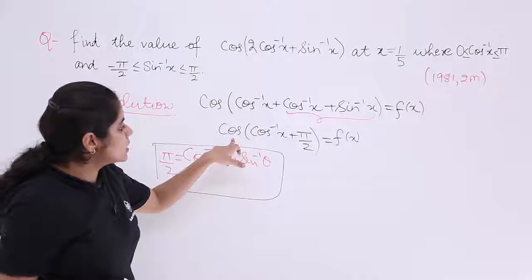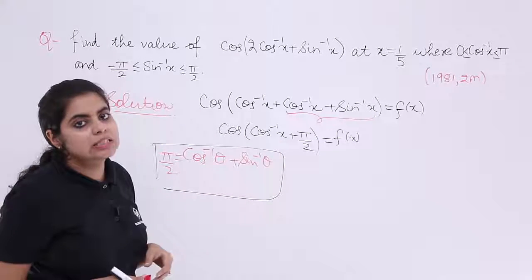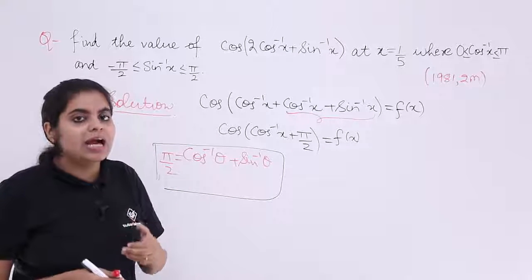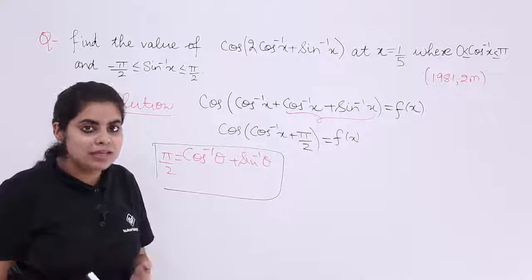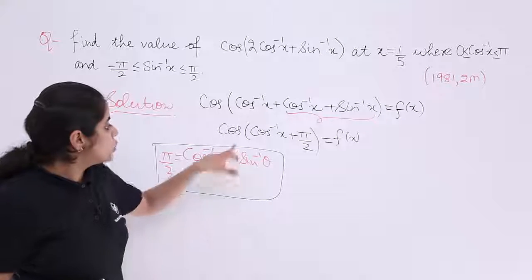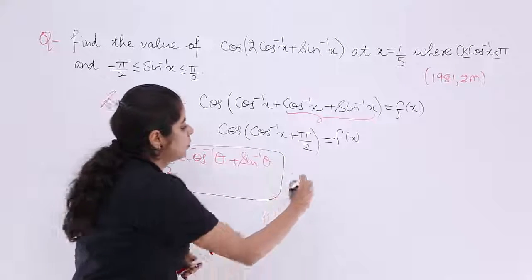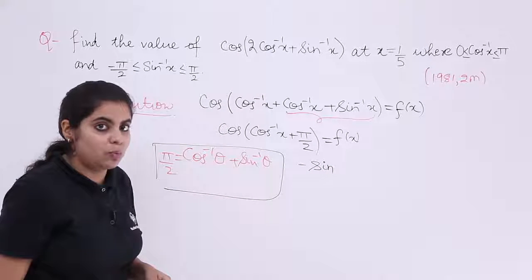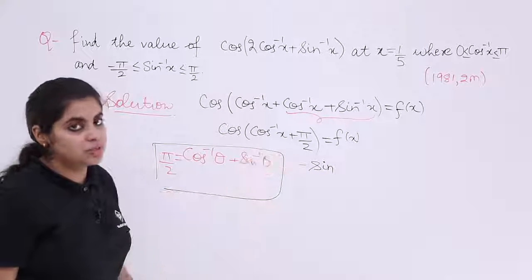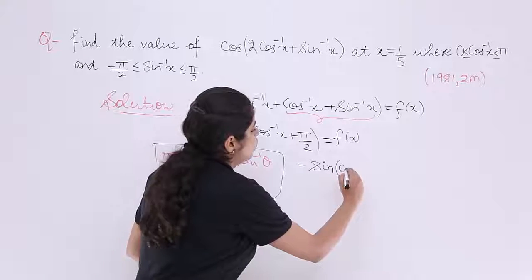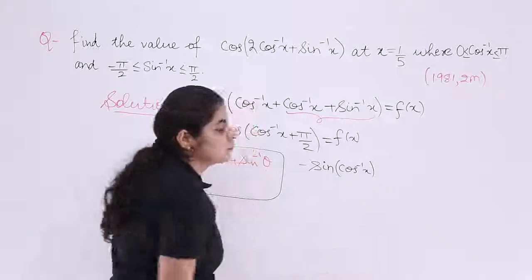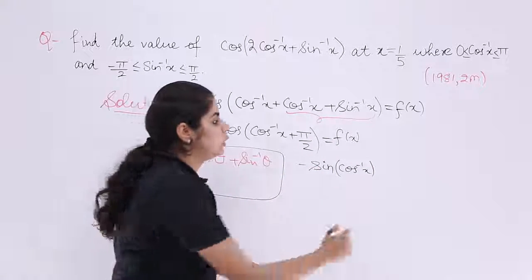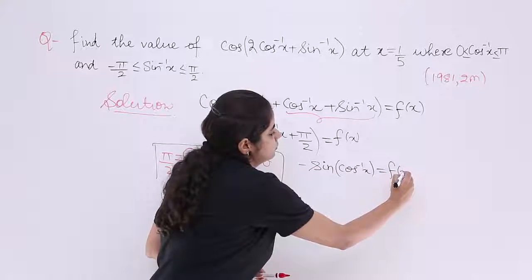Now, what is cos of pi by 2 plus theta? Cos 90 plus theta will fall in the second quadrant and it will become equal to minus sin theta. So, cos 90 plus theta becomes minus sin theta. What is theta? Theta is cos inverse x. So, I write cos inverse x and rest everything does not change. It is equal to f(x). It will be equal to f(x) only.